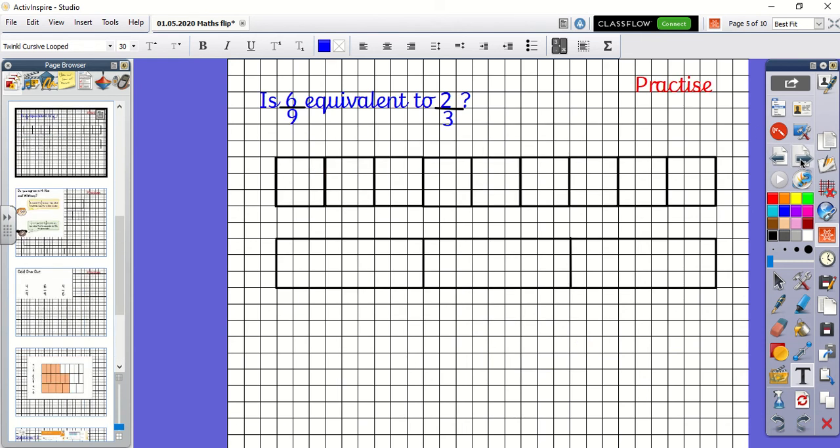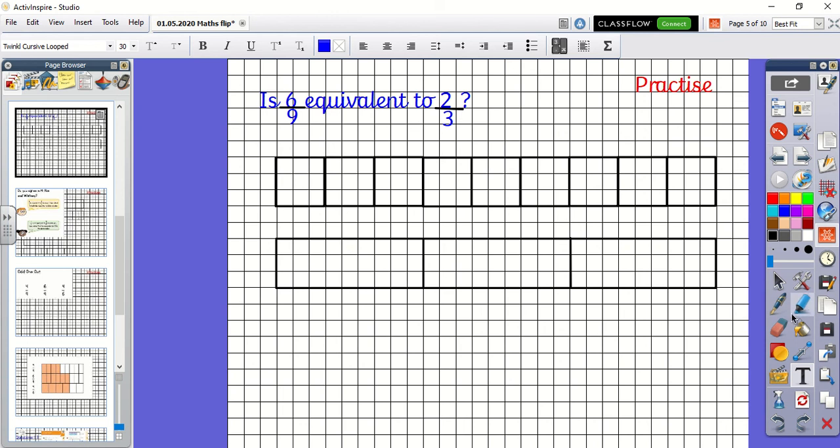Right then, so this is your practice. You might want to pause it here so you can have a go. It's asking you, is 6/9 equivalent to 2/3? As you can see, the bar models are exactly the same size. They have just been split up into different equal parts because we have different denominators. The first one is split up into 9 equal parts and the second one is split up into 3 equal parts. So pause it here and see what you can find out. Is 6/9 equivalent to 2/3?